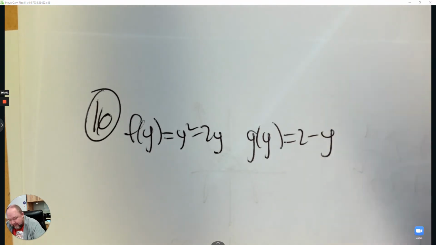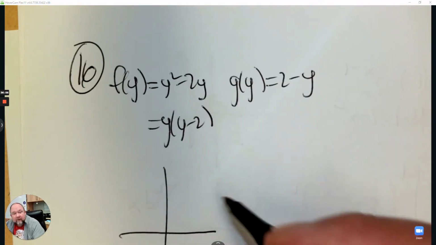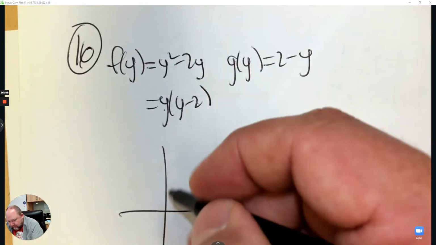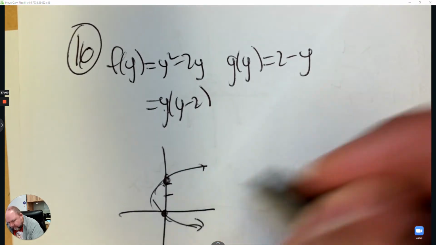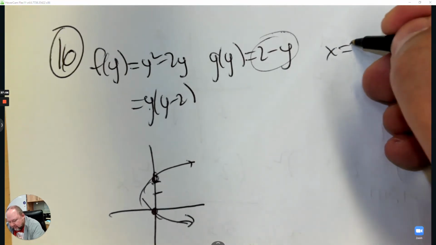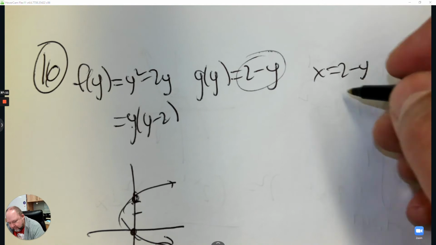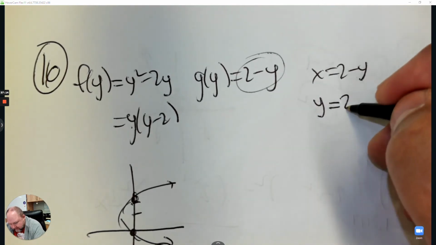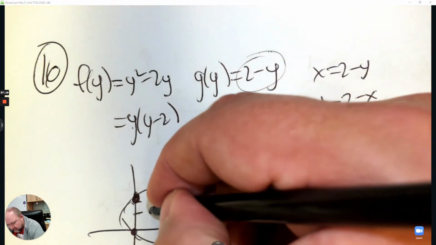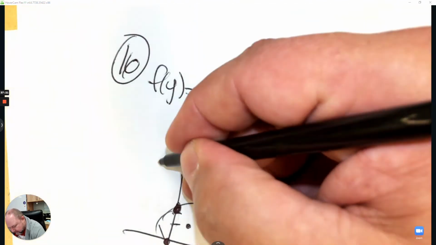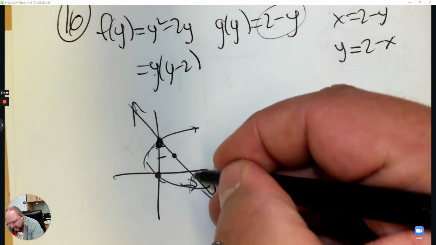All right, we're going to graph this by using intercepts. So I factored it. The two y-intercepts are 0 and 2. And it looks like this. 2 minus y. I'm going to change the way that looks to make it easier to graph. I'm going to add y and subtract x. So it starts at 2 and goes down 1 and to the right 1. That area is what I want to find.